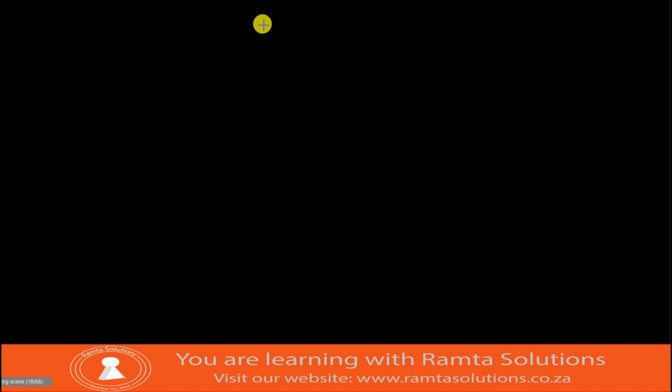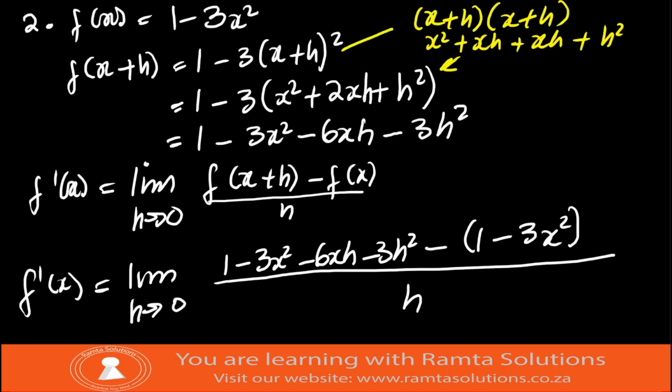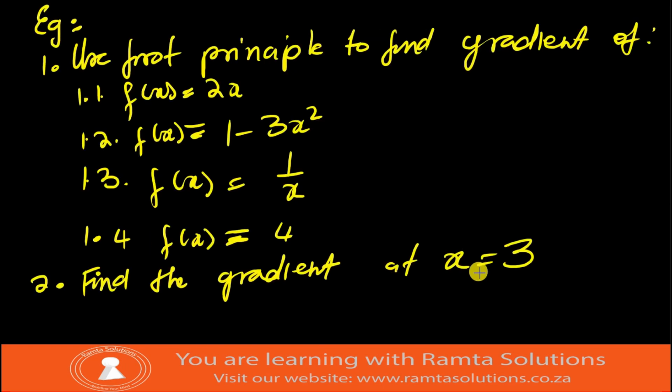Now, we are going to find gradient at a point. Remember, the second question was saying we must find gradient at a point, right? We must find gradient at a point x equals 3. Let's see. For the first one, what this means is that where there's x, we put 3.